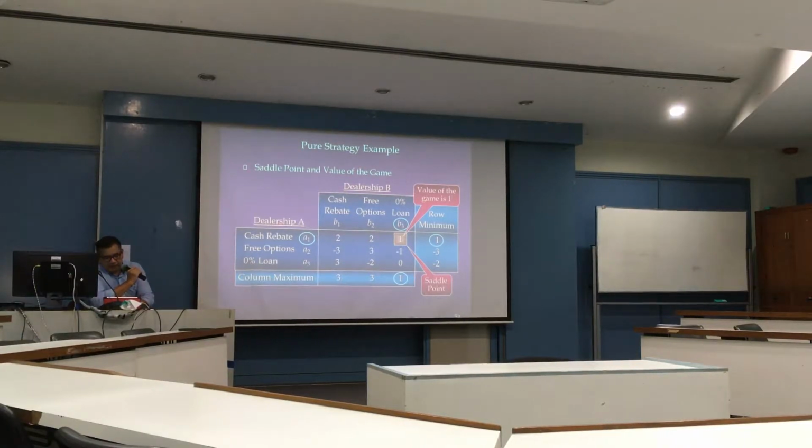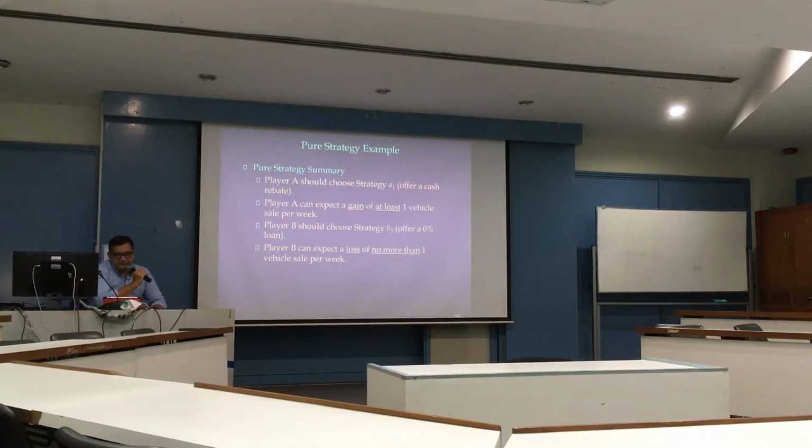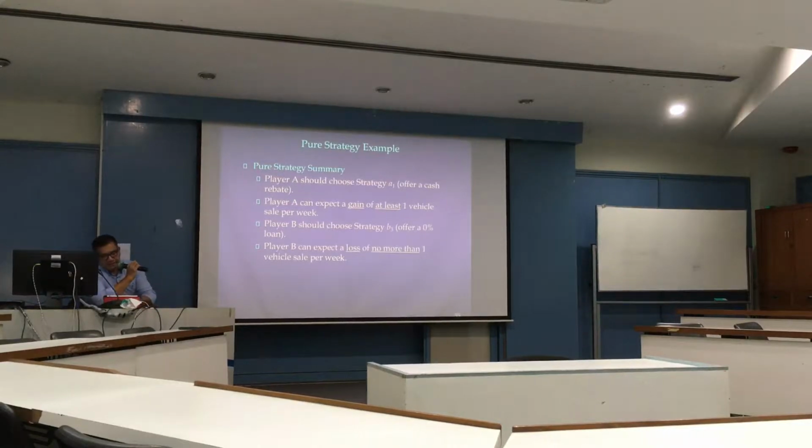And in this case you can see an explanation. Company A chooses strategy A1, or the cash rebate, and can expect to gain at least 1% or one sale per week, let's say. Company B chooses strategy B3, or 0% loan, and can expect a loss of no more than one sale per week.